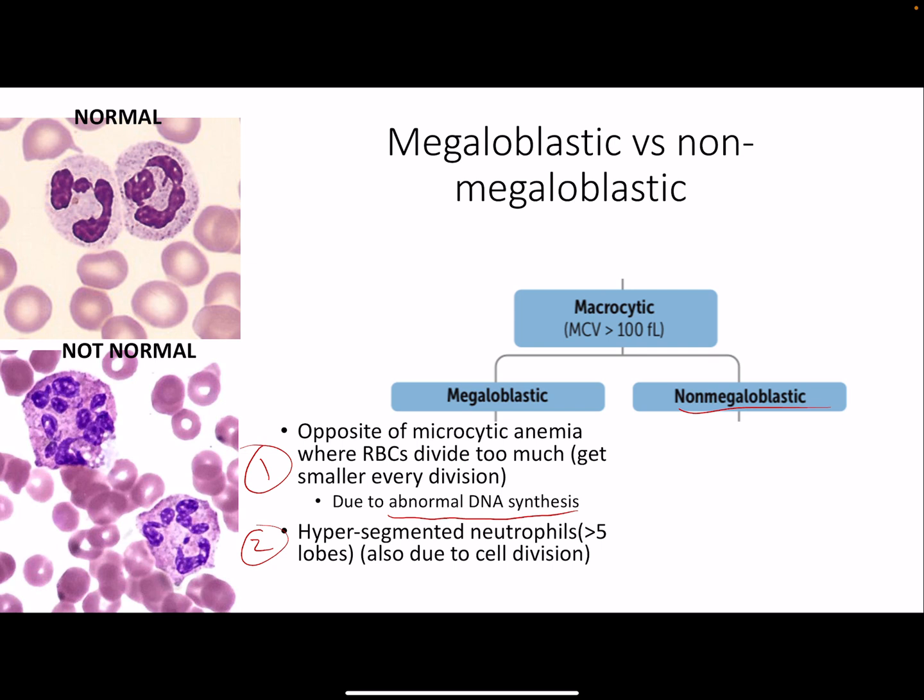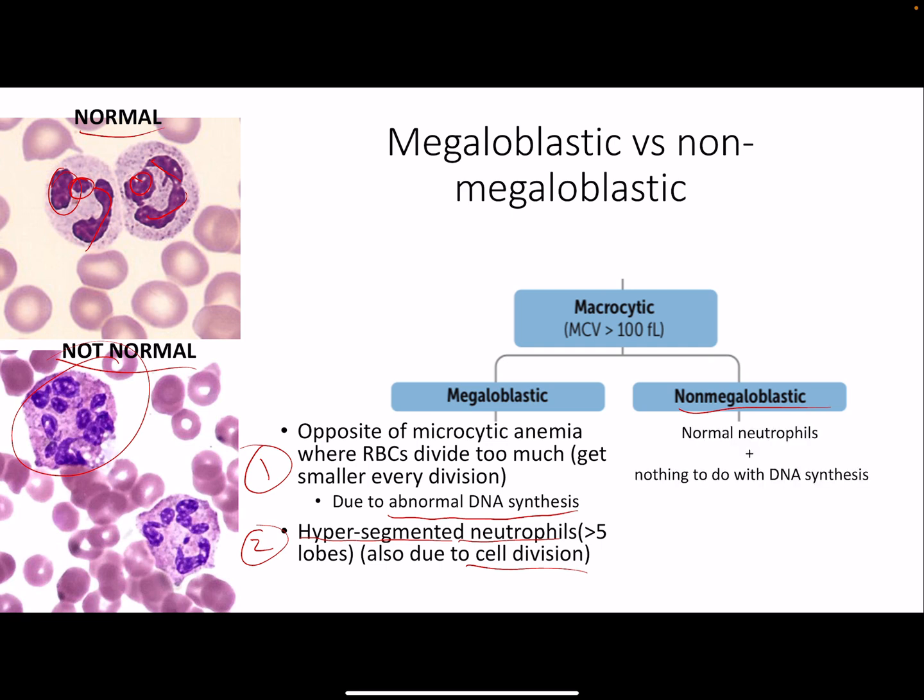And then two is they have these hypersegmented neutrophils. This is really for the same reason. The neutrophils or precursors also have issues with cell division. So a normal neutrophil should have this characteristic three-lobed nucleus. And in this case, this is the not normal megaloblastic one. There's like 9 different lobes of the nucleus there. So if you see hypersegmented neutrophil, boom, bingo, this is megaloblastic. That has to do with the DNA synthesis.